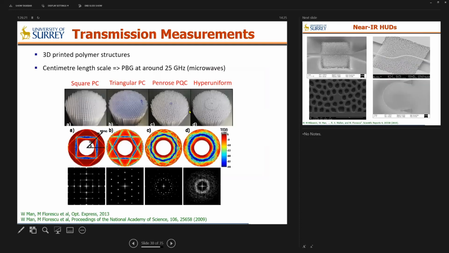These structures predicted here have been fabricated in practice. So these are 3D printed square lattice, triangular lattice, Penrose lattice, and hyperuniform disordered lattice of these materials. And presented here in the second row is a transmission measured through the sample. So transmission is shown as a function of the angle, so we go around 360 degrees, and as a function of the frequency in the radial direction.